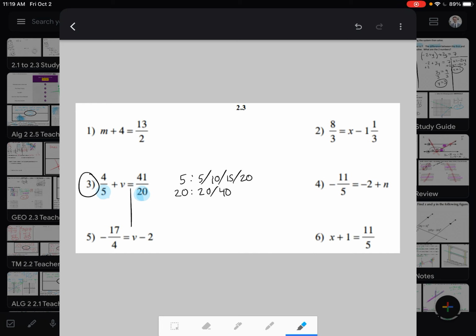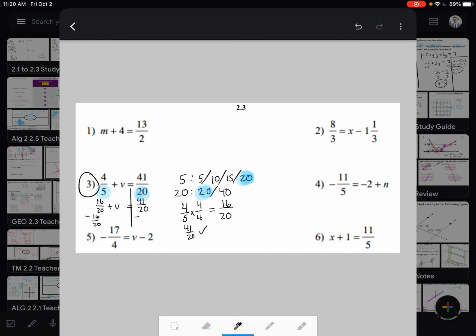So looking right away, we can see that actually 5 does go into 20. So that's going to be what we use for our denominator at the bottom of the fraction. So we have to convert everything over to that common denominator of 20. So 5 times 4 is 20. So keep balance, we got to multiply by 1. So 4 over 4. So we'll get 16 over 20 right here. So 16 over 20 plus v equals, and then 41 over 20. It's already good to go. It already has 20 as its denominator, so no changes needed there. So subtract on both sides, and we'll be left with v equals, and then 41 minus 16.